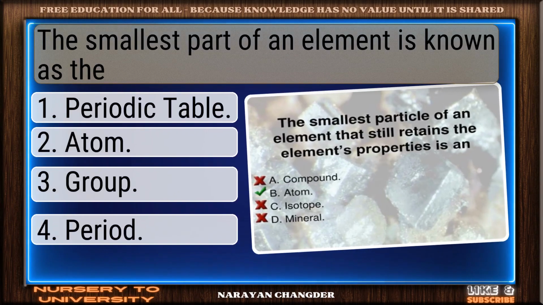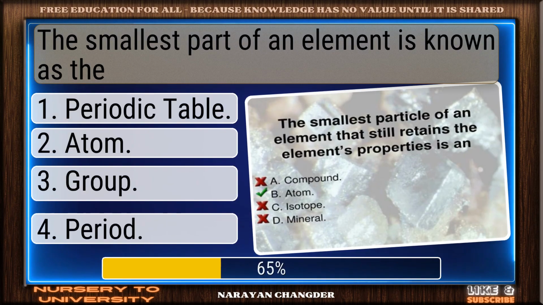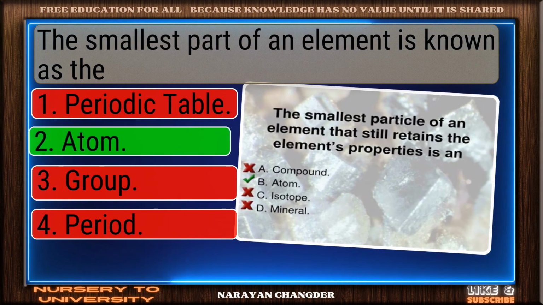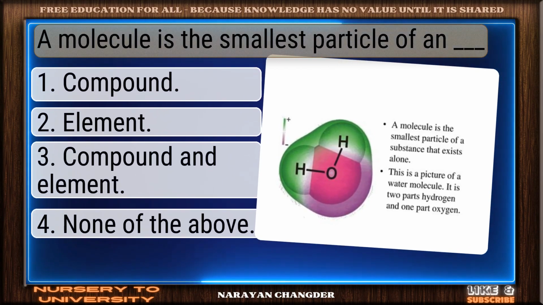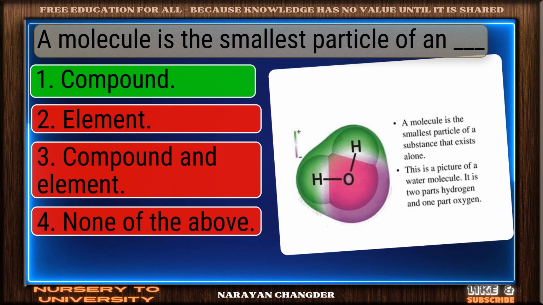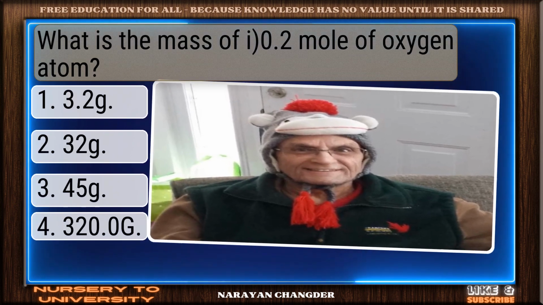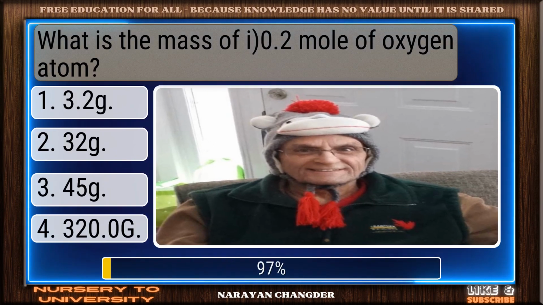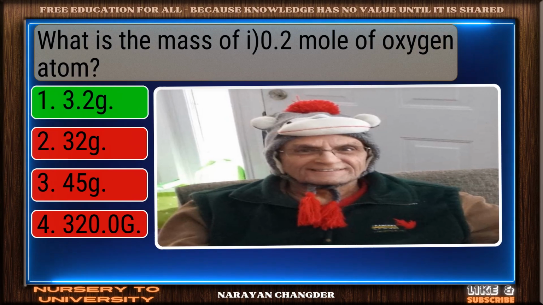Question number 152. The smallest part of an element is known as the. Nice selection. Atom is the correct and valid answer. Question number 153. A molecule is the smallest particle of a dash. Right choice. Compound is the best answer. Question number 154. What is the mass of 0.2 mole of oxygen atom? Exactly. 3.2 g makes sense, and it is the right choice.